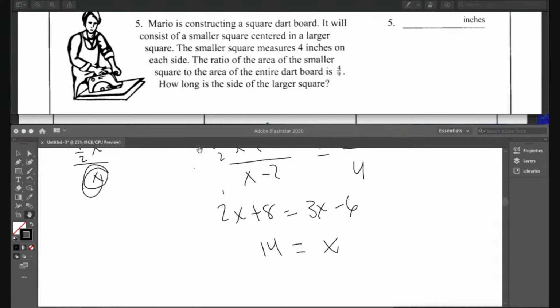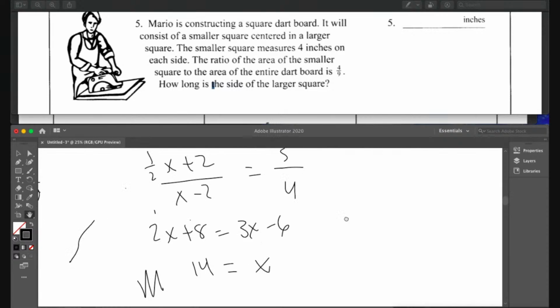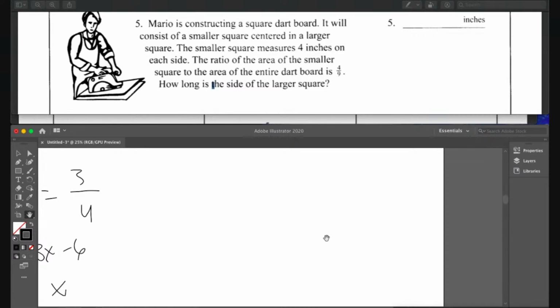Wait, it won't let me move the what? It won't let me draw either. It's just not responding. Is it Illustrator itself? Is it the tablet's fault or the thing's fault? Oh, it's working now. Okay, that was weird.